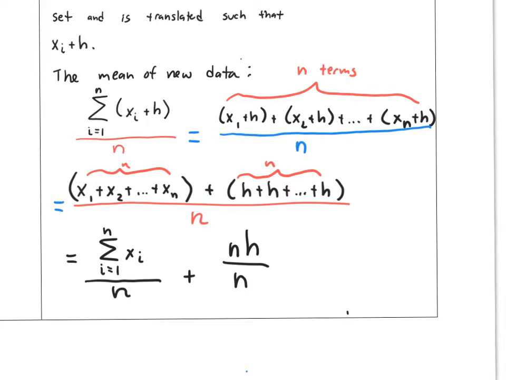We're not going to have to memorize. What do we notice here is happening? The n's can cancel and drop out. So in the end, what we say is this. It's the mean, the average of the original data, plus h.